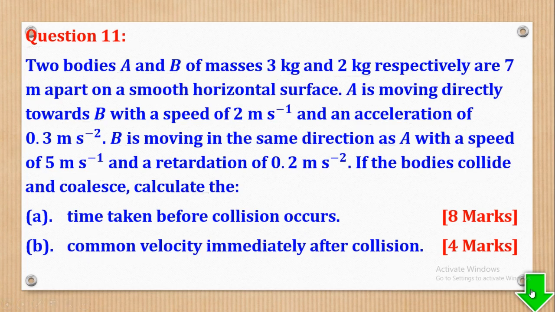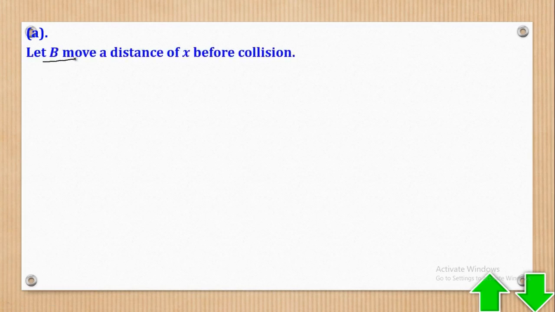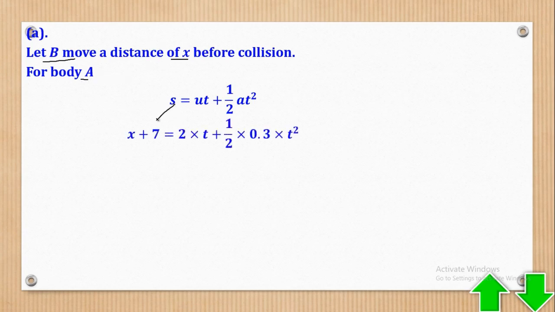So we shall start with part A. Remember, for body A, the mass is 3 kilograms, initial speed is 2 and acceleration is 0.3. So we shall use that information here. Let B move a distance x before collision. That means that A will have moved a distance x plus 7 because they were 7 meters apart. Therefore, the distance moved by A is x plus 7. Initial speed is 2. Acceleration is 0.3. T is not known. So that gives us equation 1.